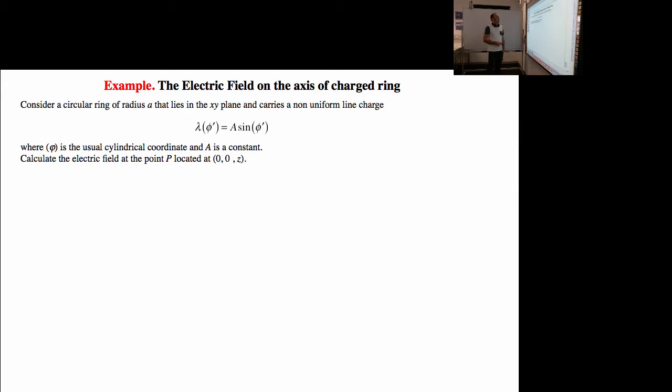Okay, here we're going to work through a problem, and the example is going to be of calculating the electric field on the axis of a charged ring. This ring is going to have a non-uniform line charge, which depends on phi prime. Again, we've got a prime because it relates to the source. The first thing I'm going to do is draw a very simple schematic of what we're actually trying to determine.